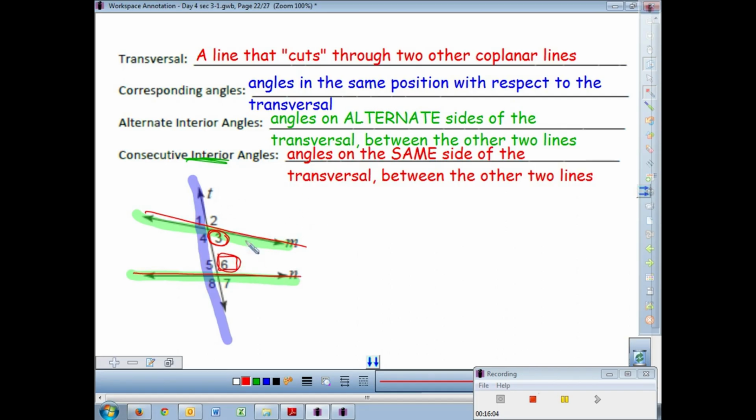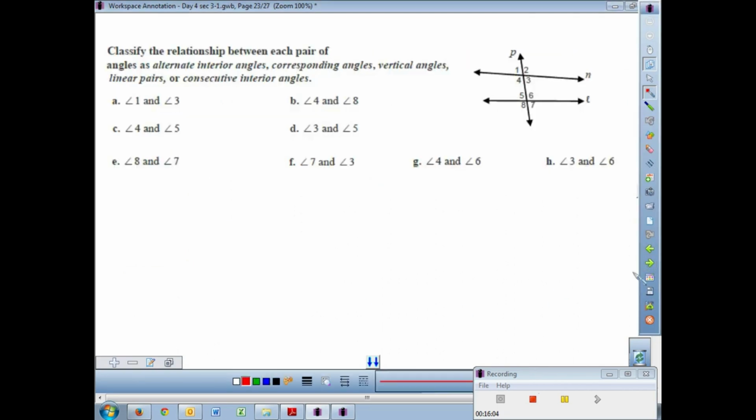You might accidentally hear me call them same side interior angles because that's what our book last year called them, same side interior, but consecutive interior angles. They're on the same side of the transversal in between. So 4 and 5 are also consecutive interior angles. So yay! Now, here's all the choices.